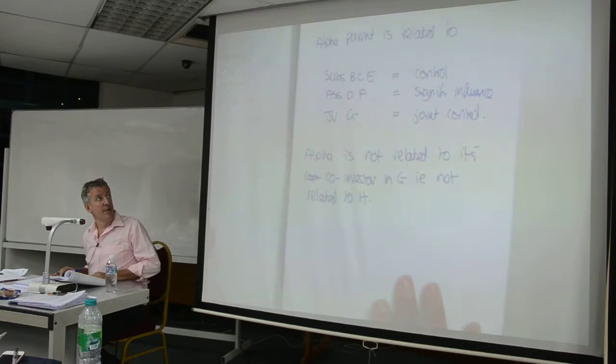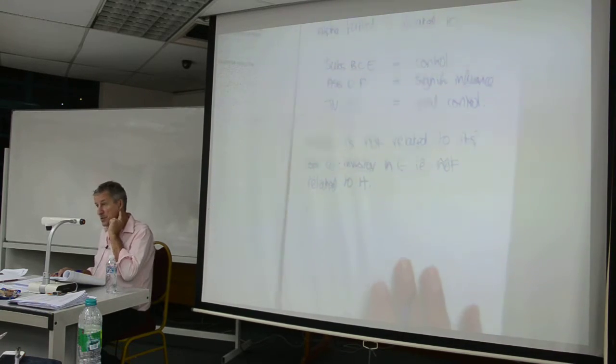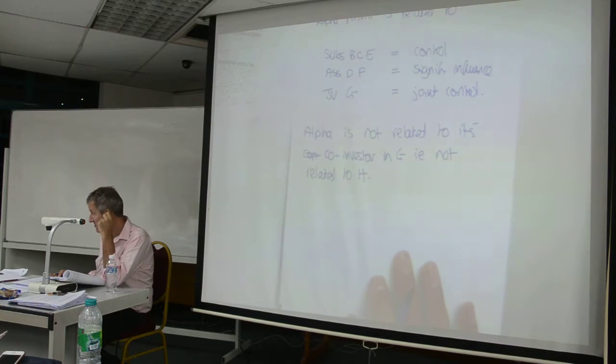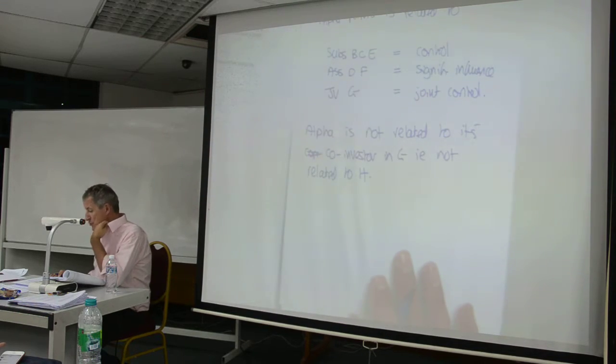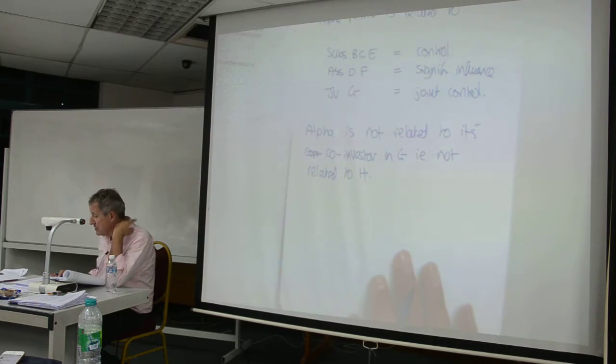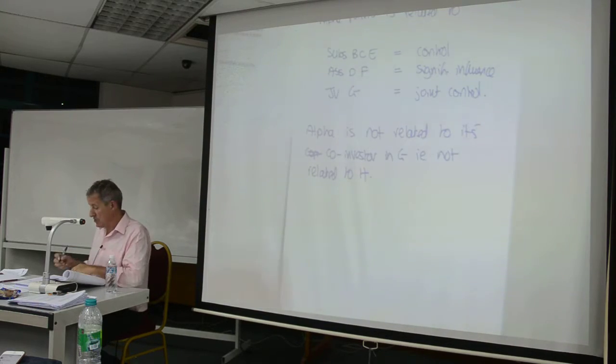Alpha, the parent, is related to the subs, B, C, and E, because of control; the associates, D and F, because of significant influence; and the joint venture, G, because of joint control. Alpha is not related to its fellow joint venturer, its co-investor in G. In other words, it is not related to H.